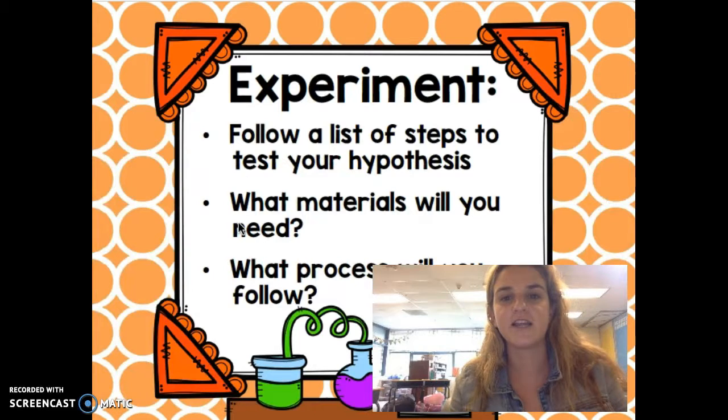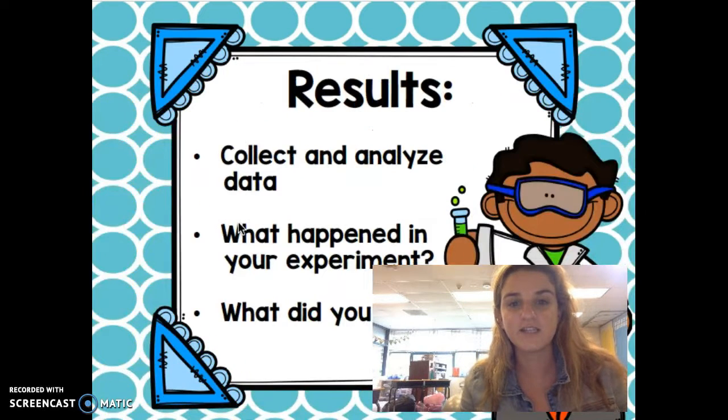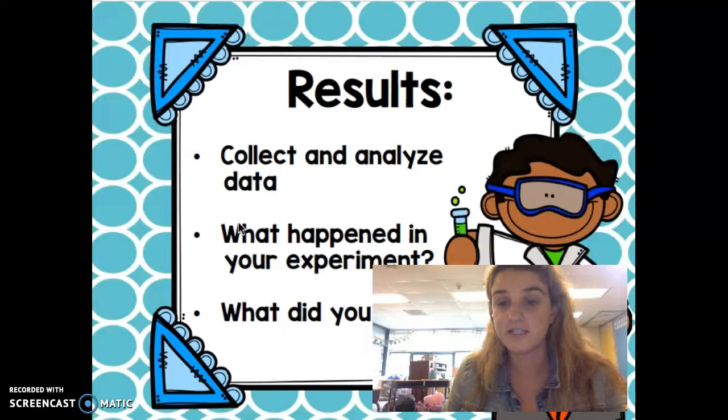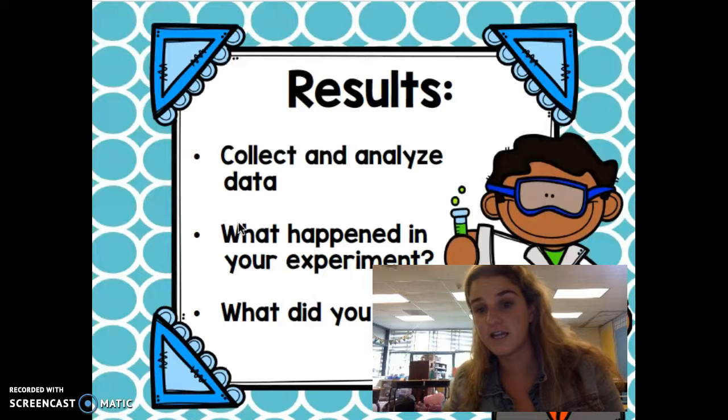After our experiment, we have our evidence, or data, or results. So we've collected observations, both qualitative and quantitative data. So qualitative is non-numerical, quantitative is numerical data.